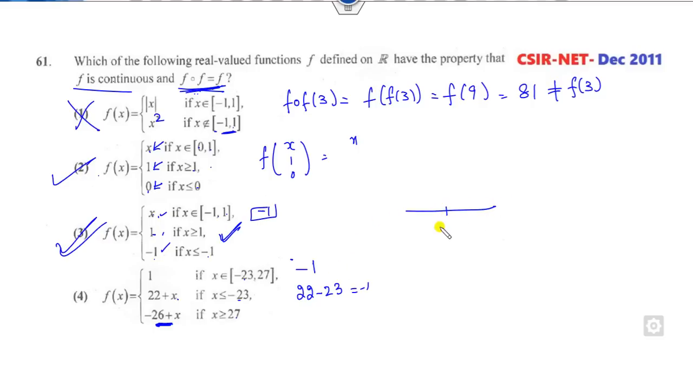You can see here, this is minus 23, 2 plus 27. The function value will be 1. Less than this will be 22 plus x, and here it will be minus 26 plus x, which is not continuous. At x equal to minus 23, the limit value will be plus 1, and here it is minus 1. The function is not continuous. So once f is not continuous, these options are cancelled.